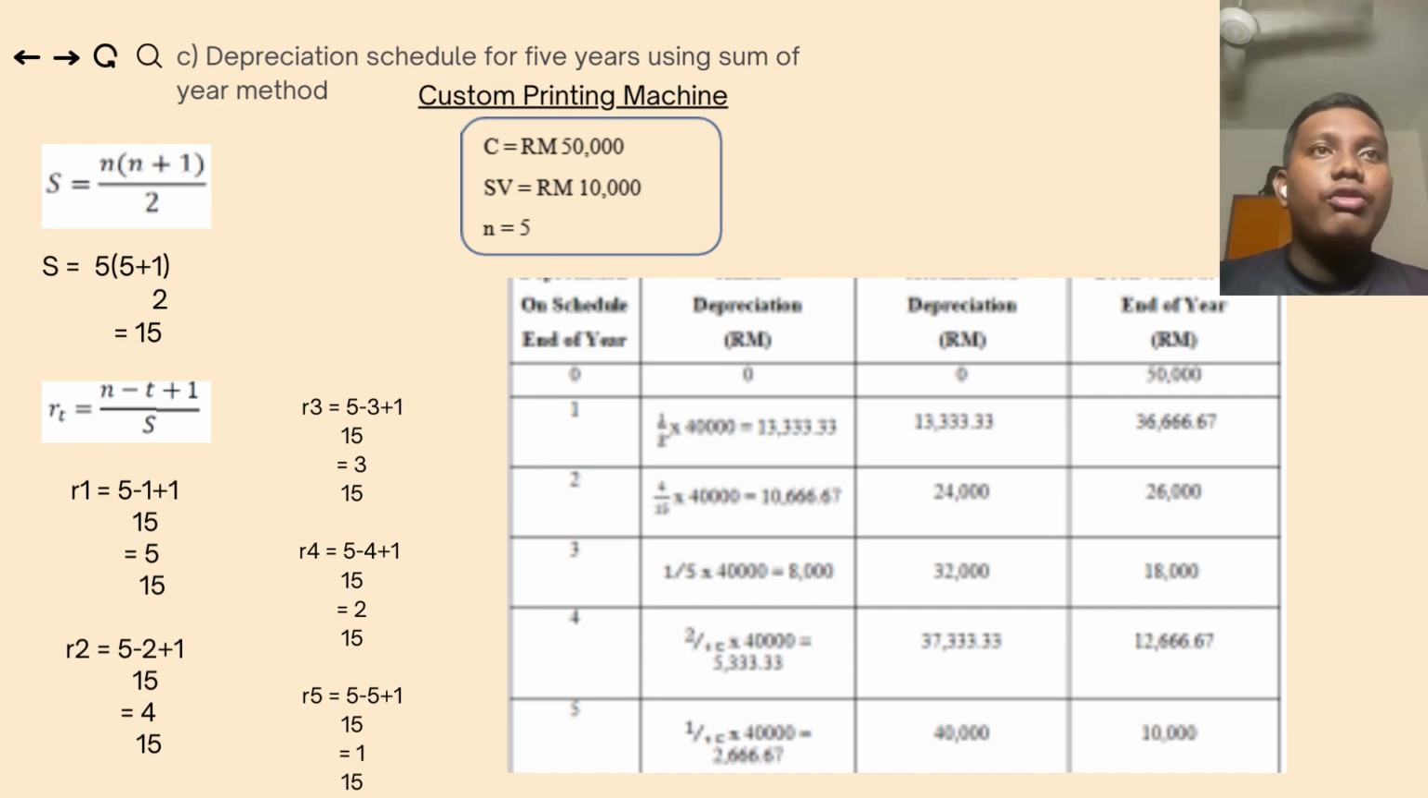So next, we need to find the depreciation schedule for 5 years using the sum of years method. We use the same machine here, the custom printing machine, with the same cost and the same salvage value, as well as the same number of years that we are going to find.